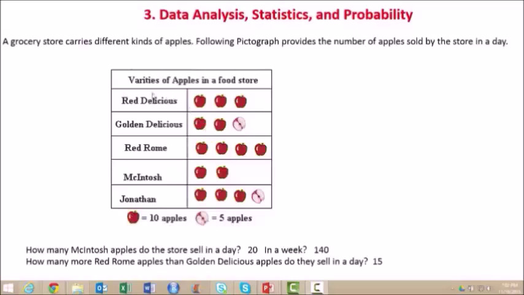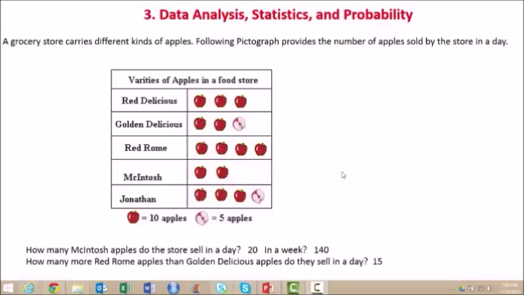So the way you interpret this: the Red Delicious apples, how many do they sell in a given day? It is 10 plus 10 plus 10, 30 apples. Golden Delicious apples, how many do they sell every day? You see 10 plus 10 is 20 plus 5, 25 apples. How many Red Rome apples do they sell in a given day? 10 plus 10 plus 10 plus 10, 40 apples. How many Macintoshes? 10 and 10, 20. How many Jonathan apples? It's 10 and 10 and 10, 30, plus 5, 35.